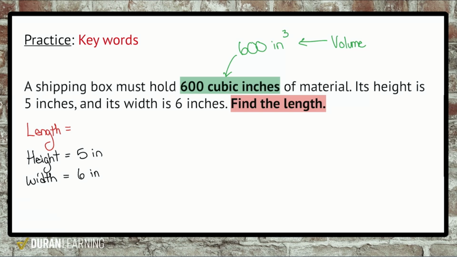Oh yes, we absolutely do. Because we have the volume given to us, and we know the volume deals with the length, width, and height, and we have the height, we have the width, so we're only missing one piece. We can solve that if we're only missing one piece. We can absolutely solve that.